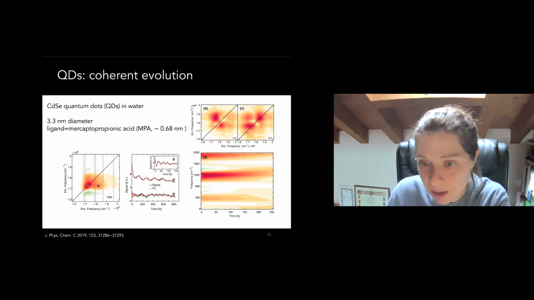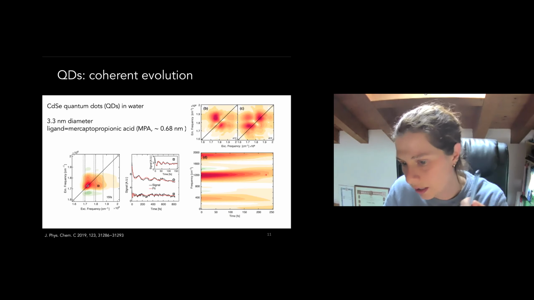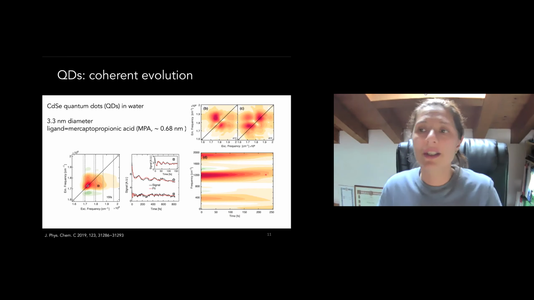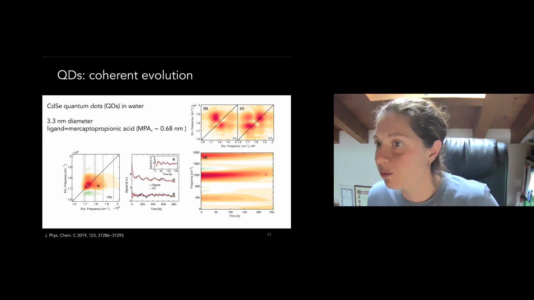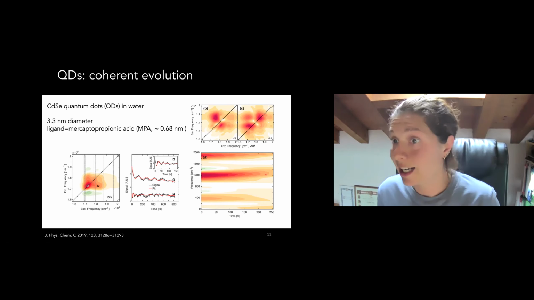And as you see, the 1200 beating is basically over in 200 femtoseconds, and this corresponds to a dephasing time of about 35 femtoseconds, in agreement with what one expects for an electronic coherence.